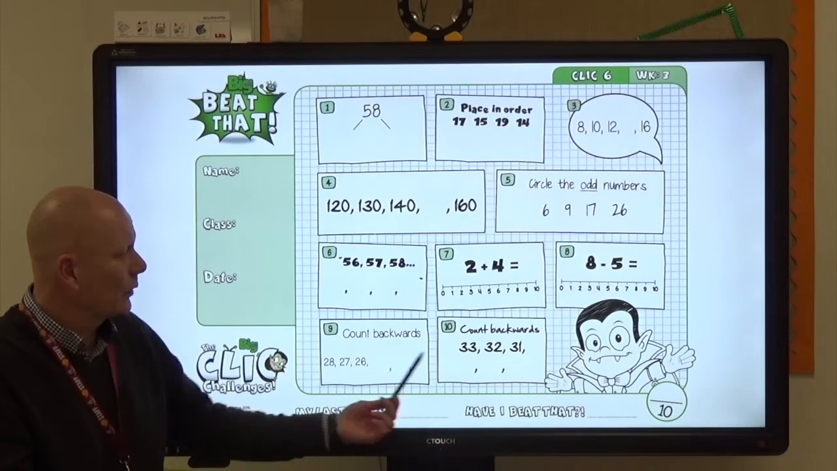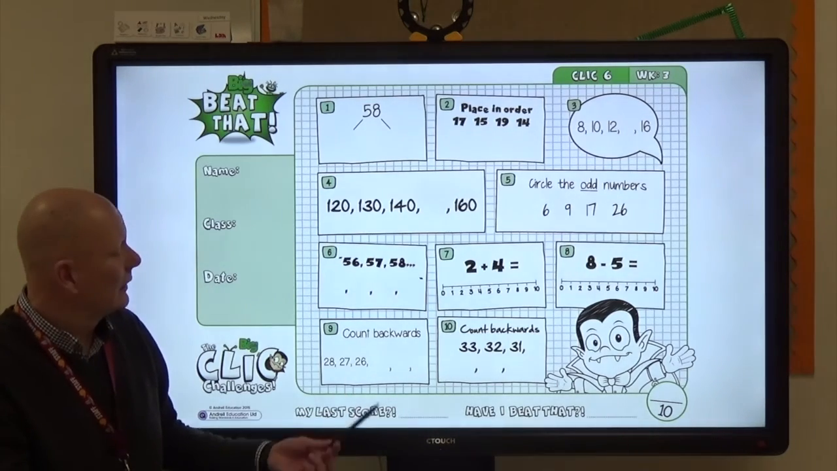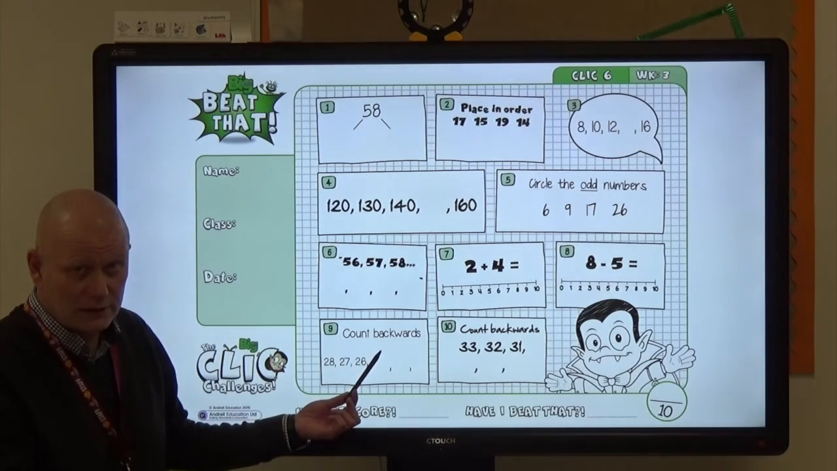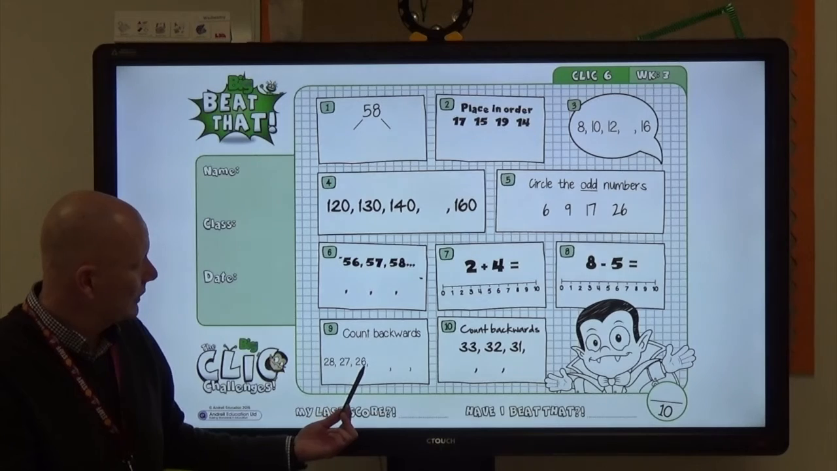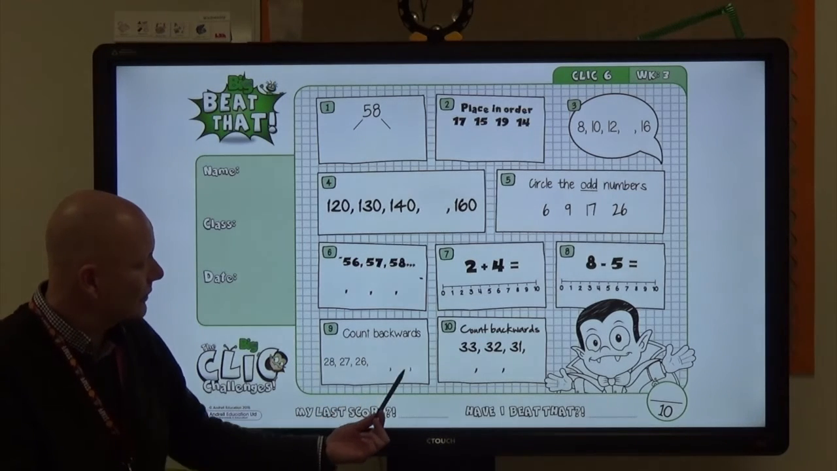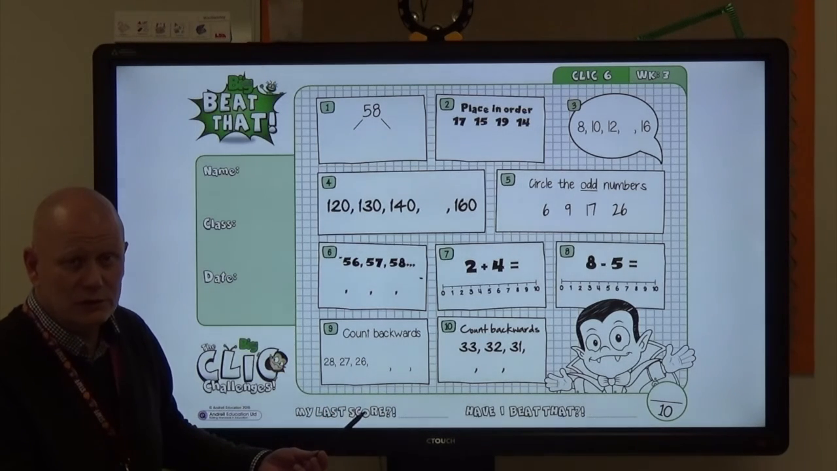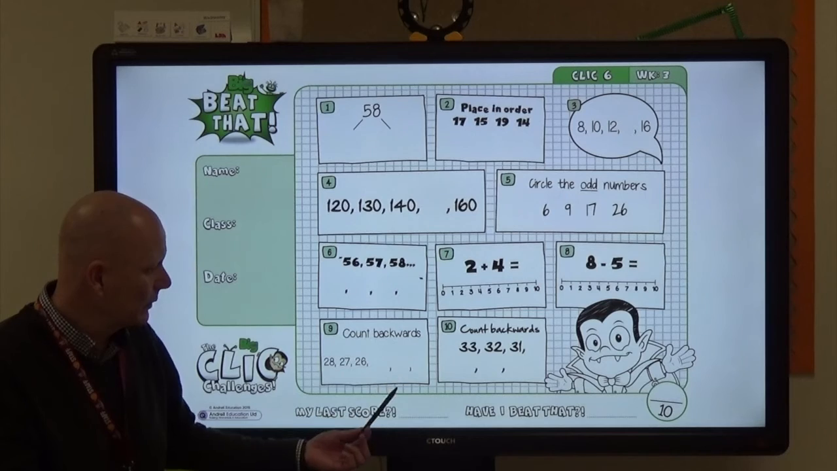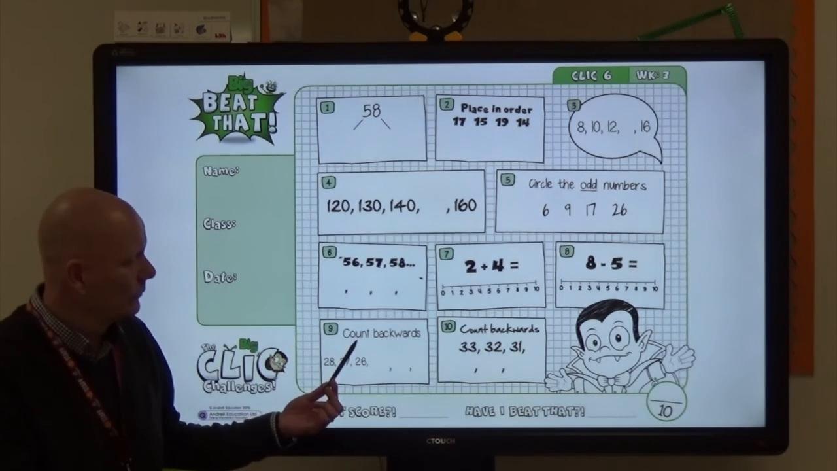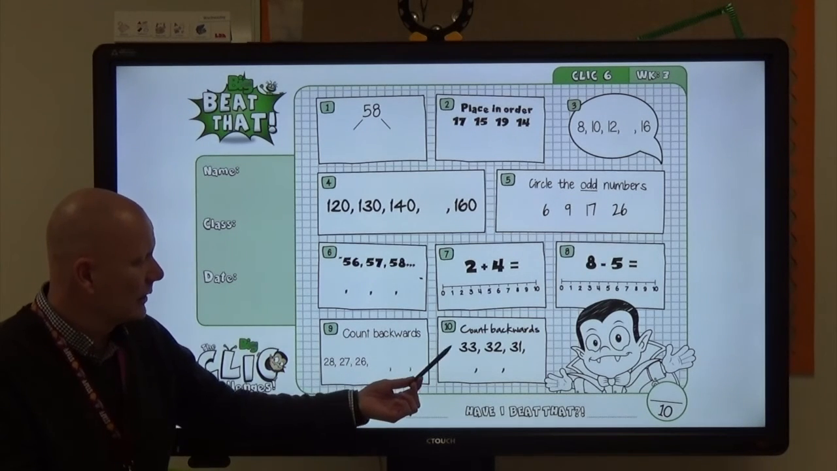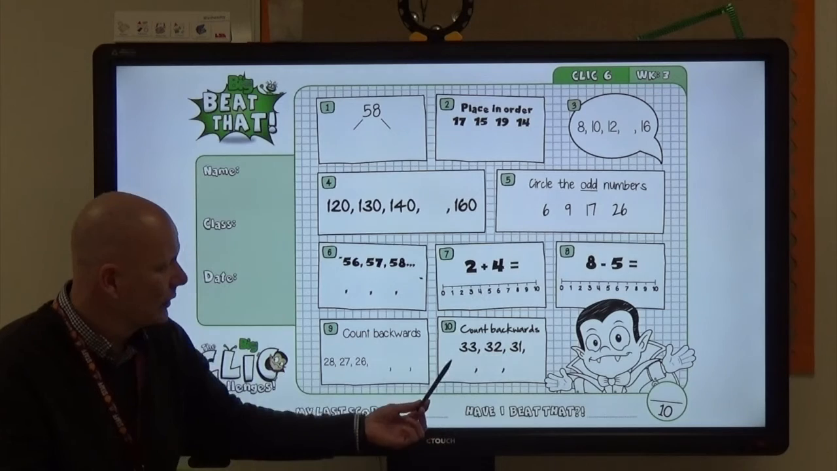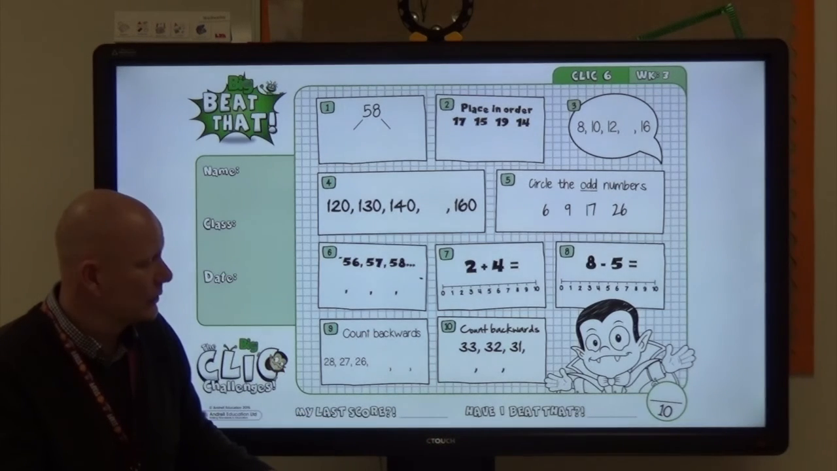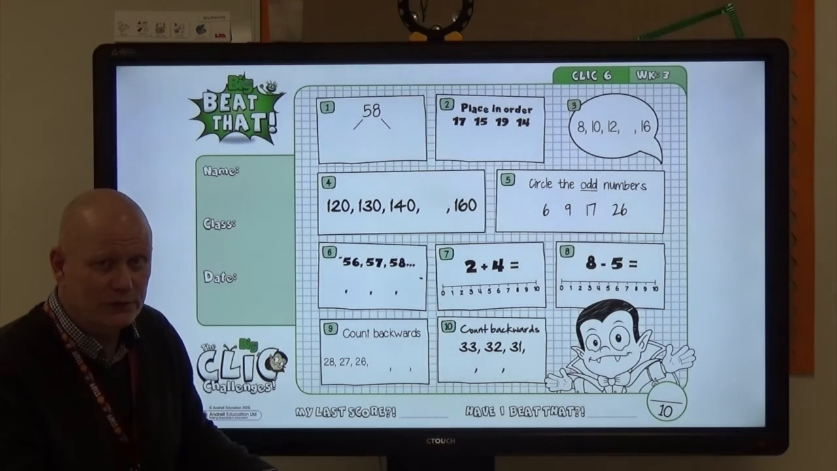Question number 9 and question number 10 are very similar. It's asking you to count backwards, so there's a clue. It's giving you 3 numbers in the sequence. What are the next 3 numbers in the sequence? You need to write down the next 3 numbers counting backwards. And the same for question 10. It's giving you 3 numbers. What are the next 3 numbers when you're counting backwards?